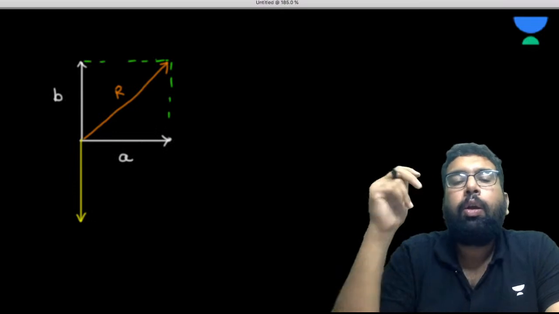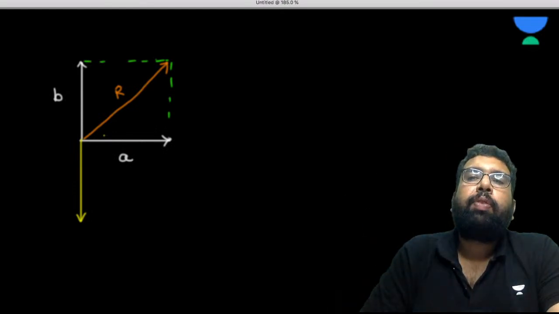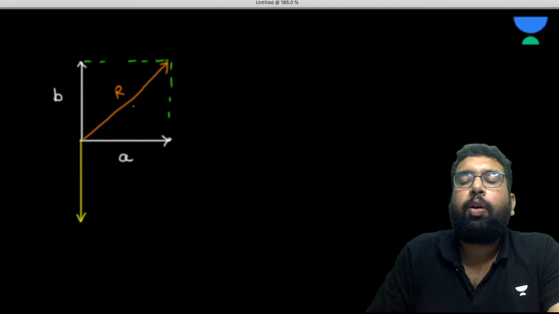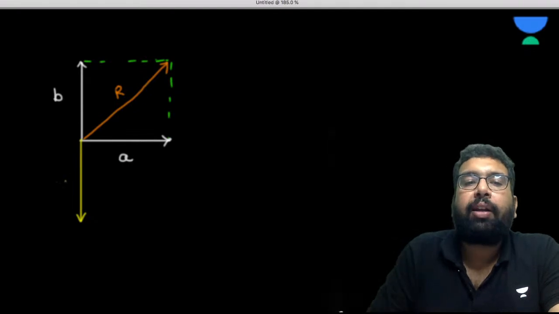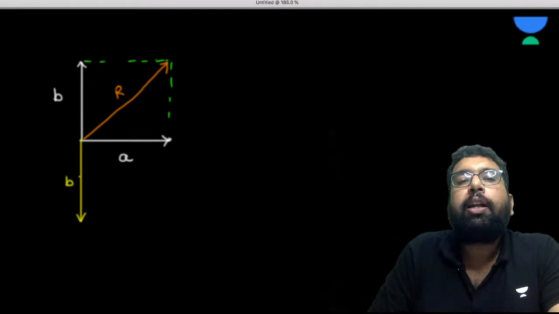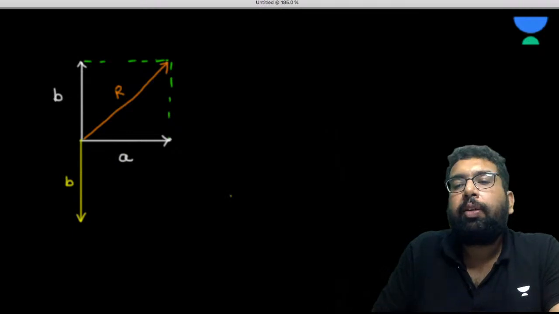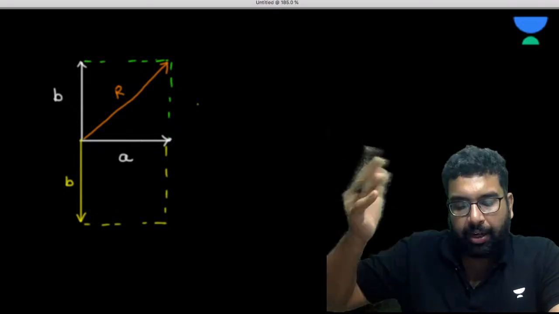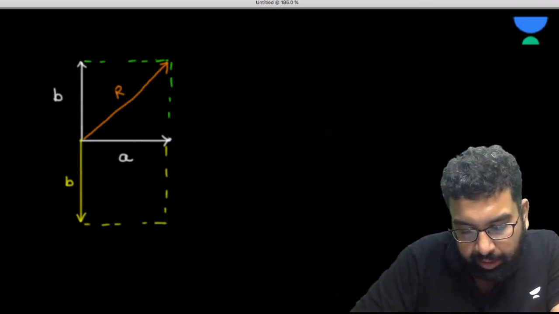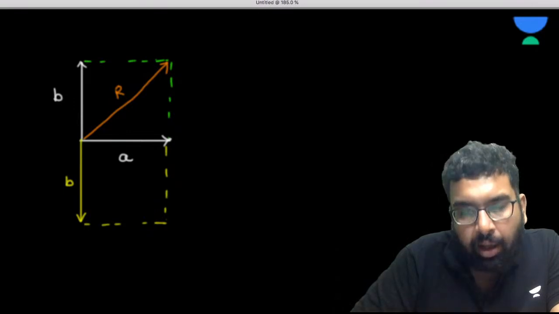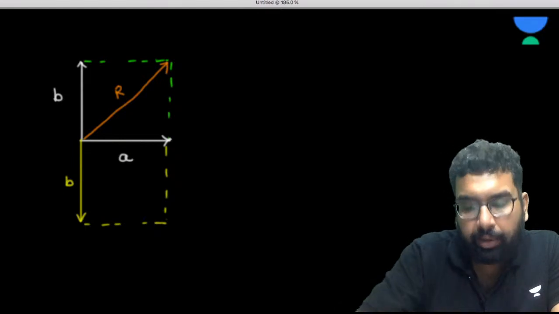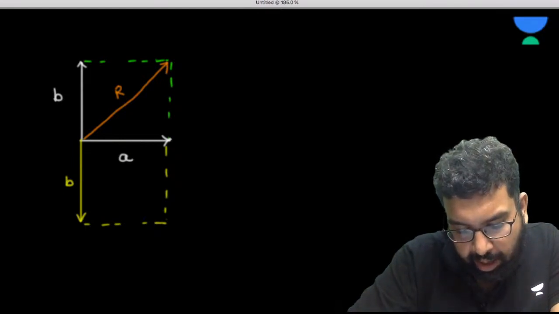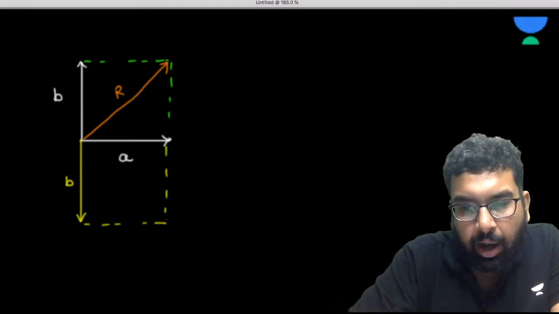Let's come back here. So vector A plus vector B, they have this resultant R. Now if I write vector A minus vector B, this is negative of vector B. If you join this, it will be the same parallelogram, just a mirror image sort of thing.